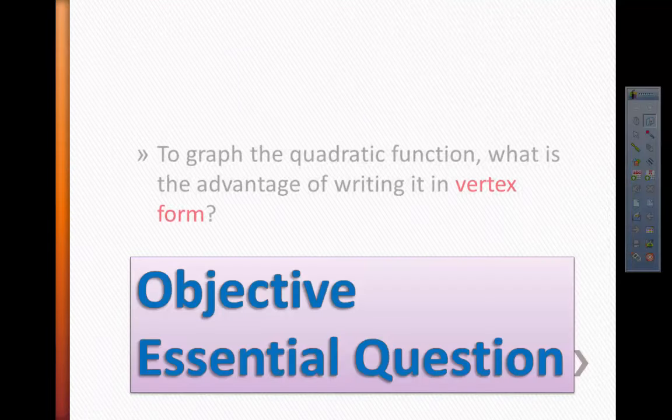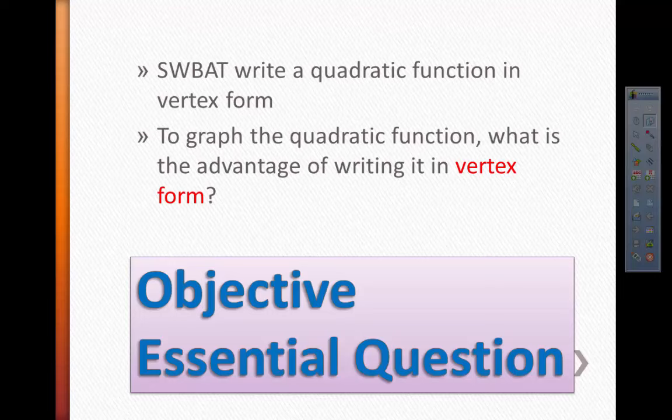So our objective today, students will be able to write the quadratic function in vertex form. Vertex form is going to be convenient because it makes the graph really easy to do. And so to graph a quadratic function, what is the advantage of writing it in vertex form? Well, that's what we're going to find out. That's our essential question today, to figure out why that is helpful.